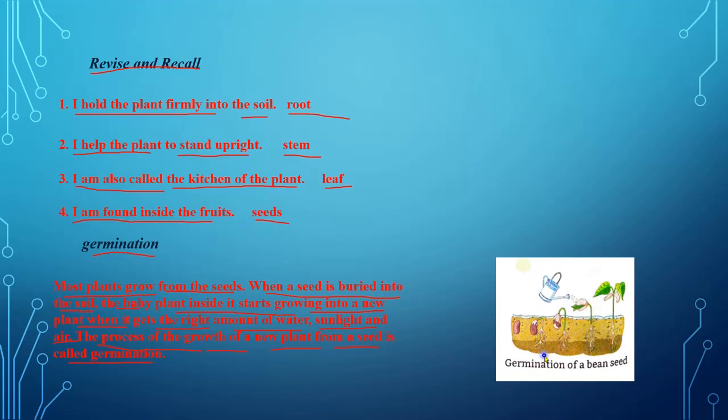So here are the pictures of germination. Germination of a bean seed. Can you see the germination of a bean seed? First the seed is there, and inside it we get the roots, and we get the short stem, and we get the leaves, and the leaves are growing. Like that it will grow.